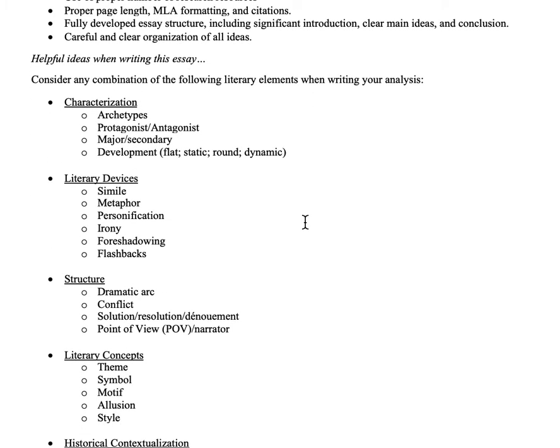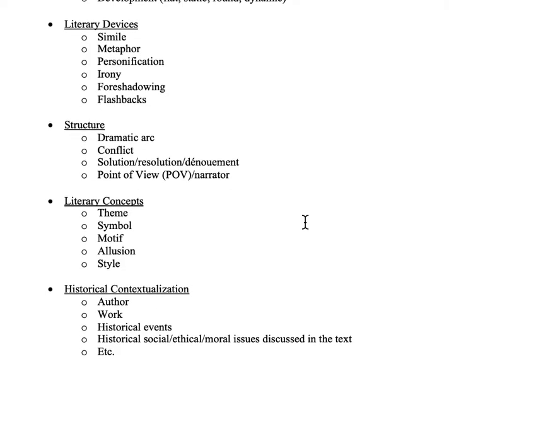There's a lot of things, again, like I said, that you guys can look at. We've talked about a lot of these, but think about things like characterization. You could look at archetypes. You could look at, are they developed, flat, round, static? Look at literary devices, so similes, personification, foreshadowing, irony, whatever it might be. You can look at structure, so how does it follow the dramatic arc? What's the conflict? What's the POV or the narration? Look at themes, symbols, motifs, allusions, styles, other literary concepts.